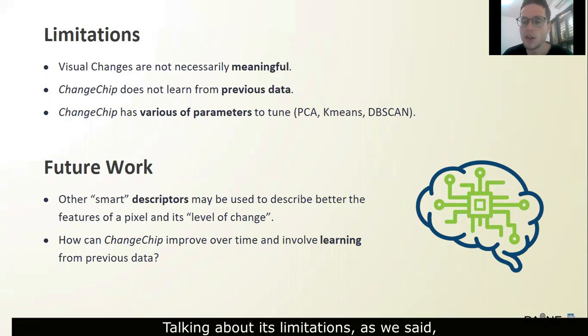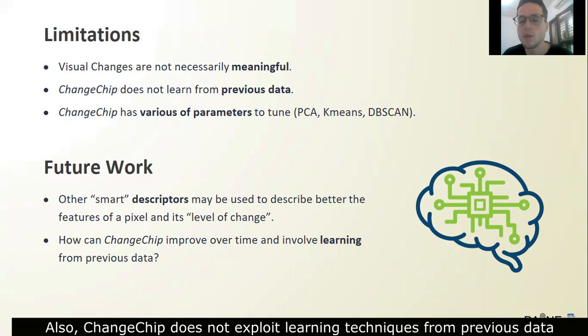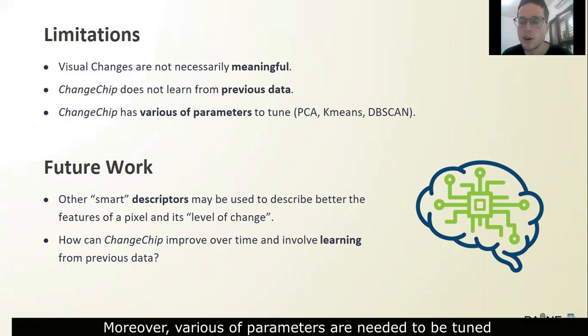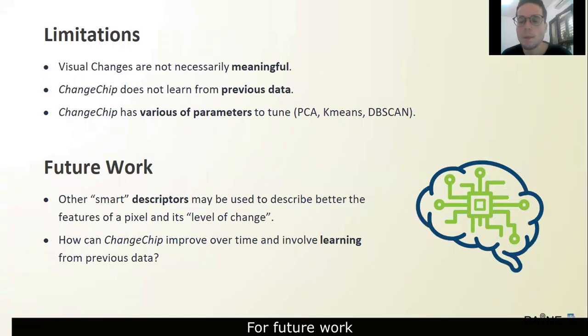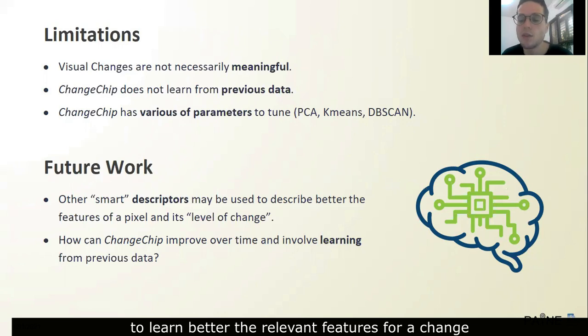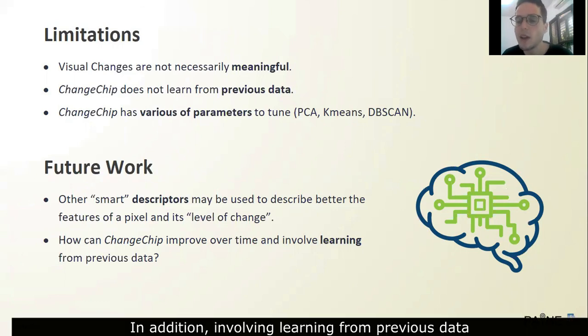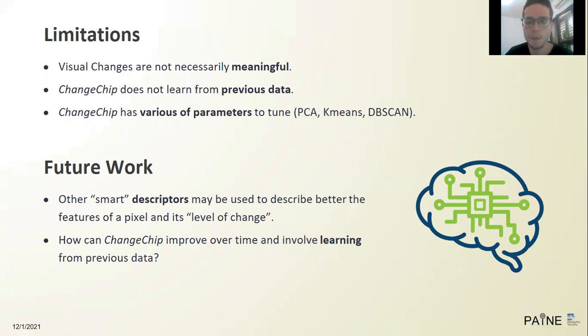Talking about its limitations, as we said, visual changes are not necessarily meaningful. In other words, ChangeChip does not provide anomaly detection. Also, ChangeChip does not exploit learning techniques from previous data. Moreover, various parameters need to be tuned in each system for optimized results. For future work, one can think of another way to choose descriptors for each pixel, to better learn the relevant features for a change. Also, other heuristics can be applied to grade the level of change for each class. In addition, involving learning from previous data can also improve ChangeChip's performance.